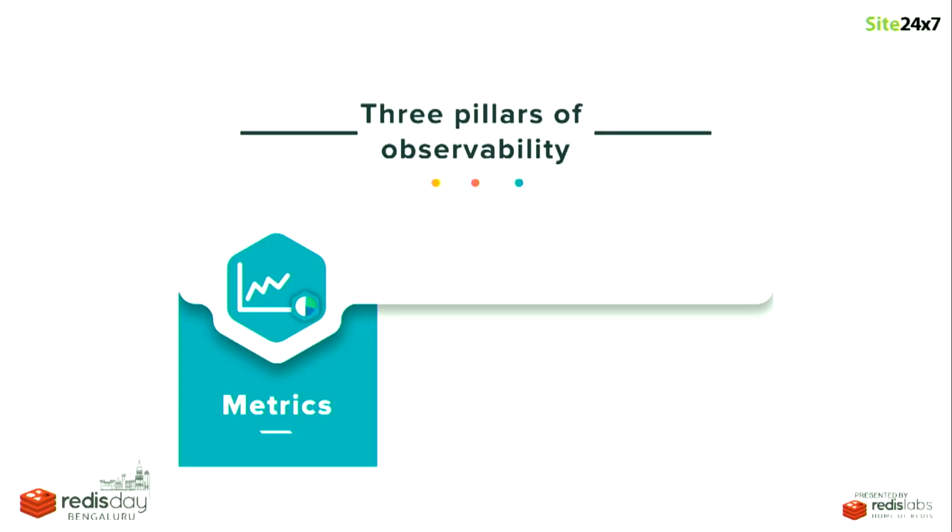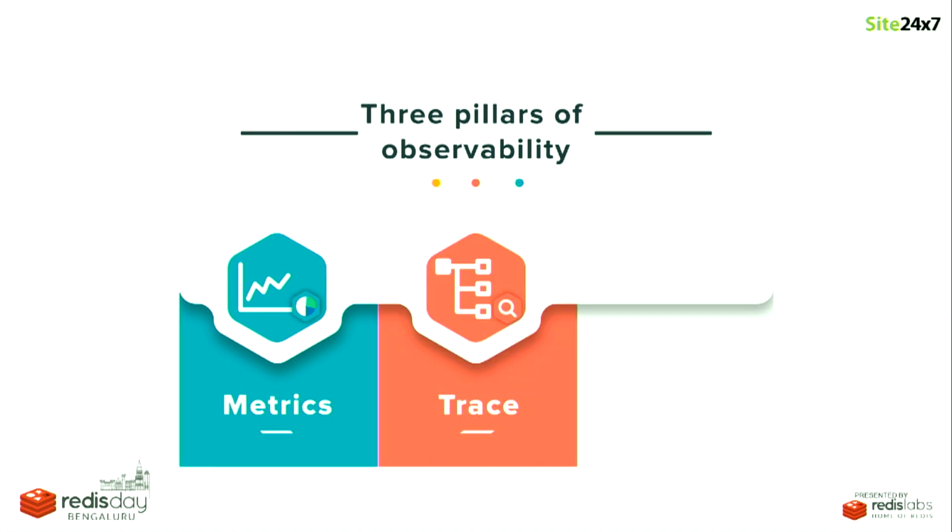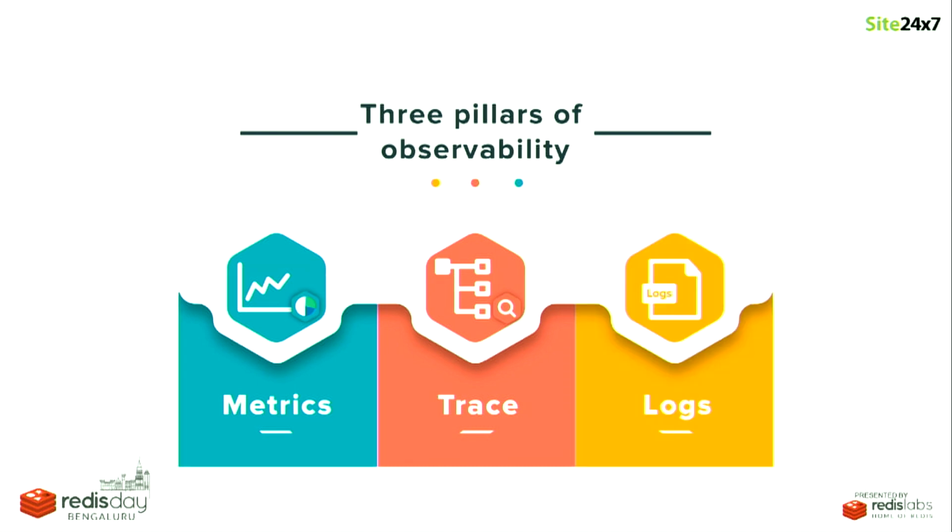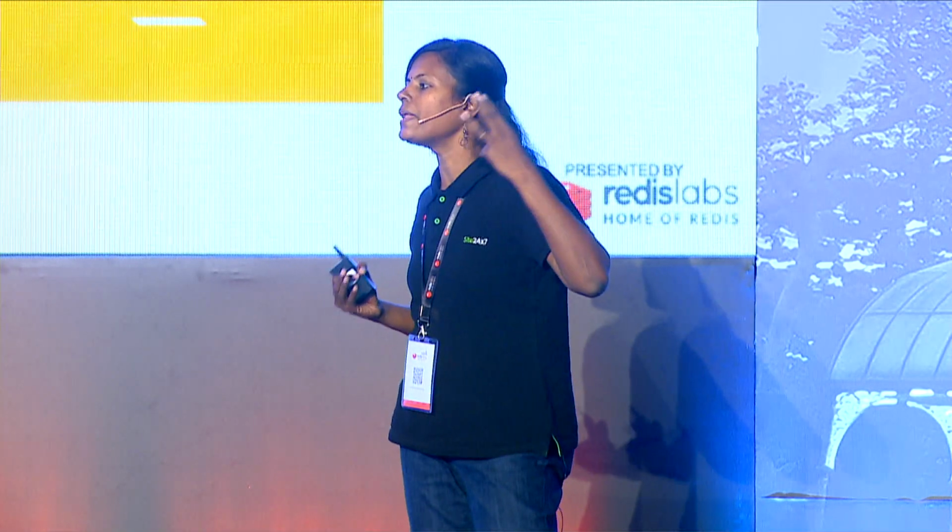If I have to name the three pillars of observability, which is for monitoring, they are metrics, trace, and logs. Metrics is the first pillar, which covers your uptime metrics or throughput metrics. Trace is the next one: where the problem happens, what is the line of code that is having the issue. You have to find out the trace of where the problem is. So trace is the second pillar, and logs is the third pillar. These are the three pillars for any monitoring solution.